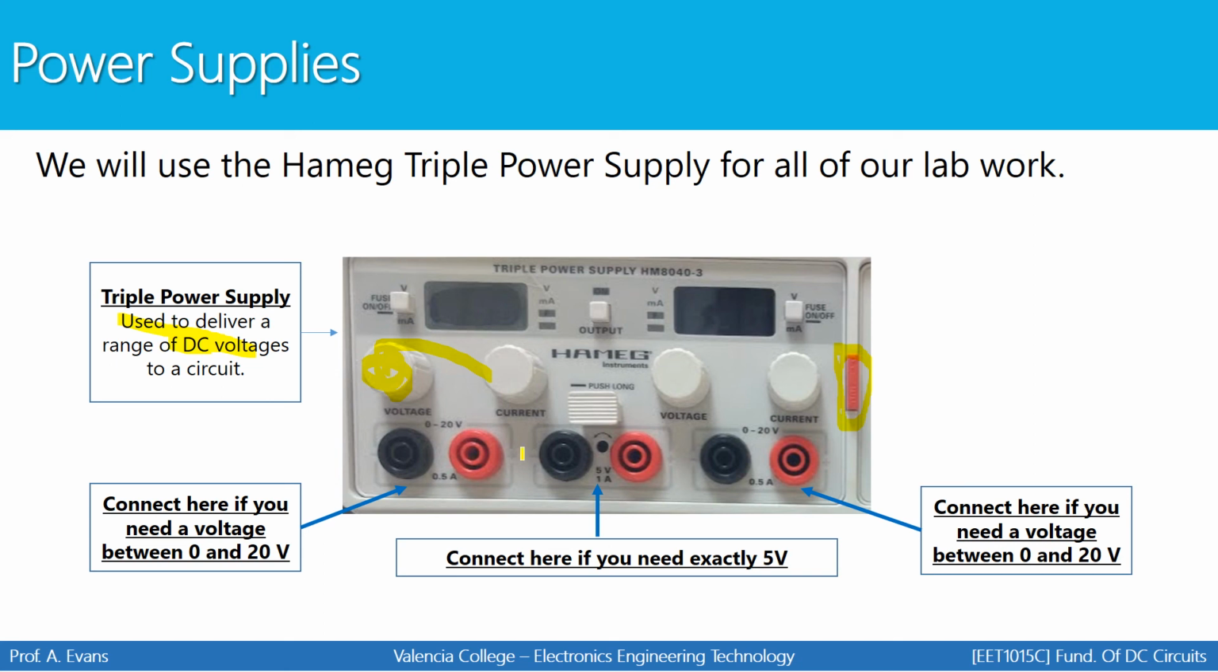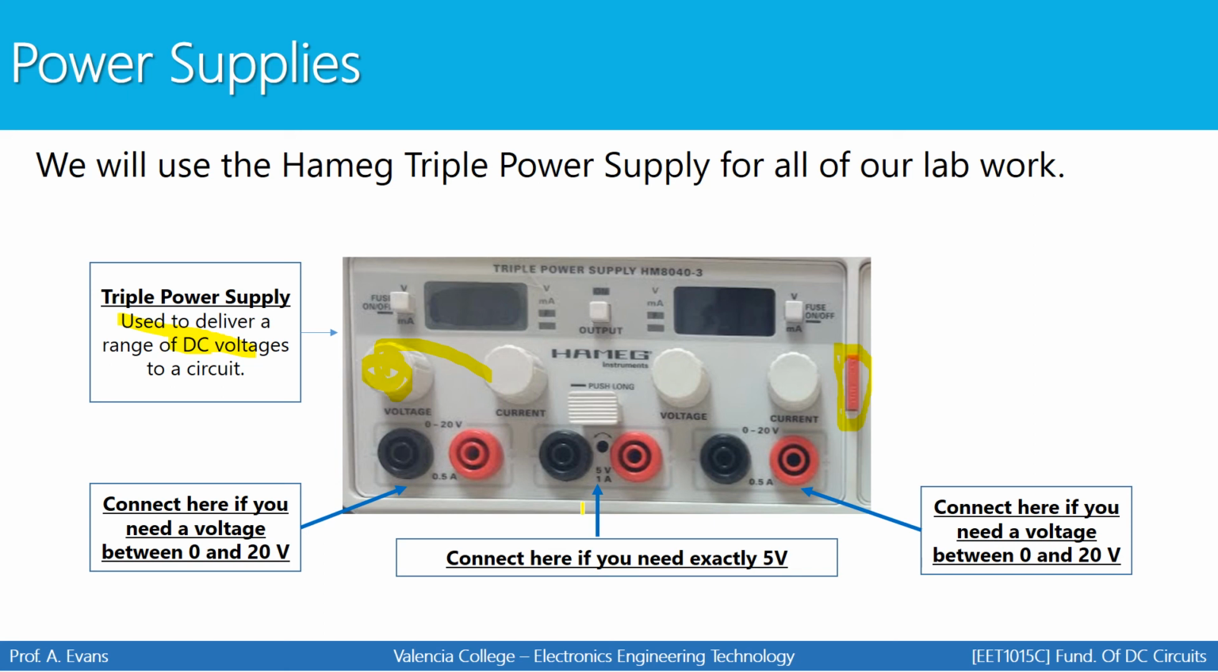It has 3 ports. The ones on the left and the right can give you anywhere between 0 and 20 volts, and it'll give you 0.5 amps of current. So you will manipulate this knob, and you can get anywhere between 0 and 20 volts. The one in the middle gives you only 1 voltage.